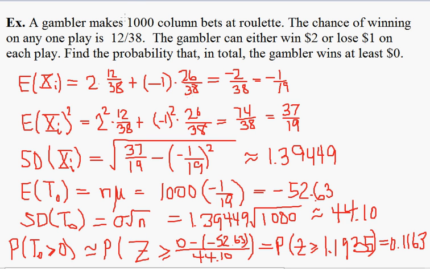All right, let's now change the problem from playing 1,000 times to 10,000 times. What changes and what stays the same? Well, one thing that stays the same is that the first three lines here are still the same. The expected value for any one draw is still negative 1/19. The expected value of x squared, and the square here should have been inside of the parentheses, no big deal, is still 37/19, and the standard deviation is still 1.39449.